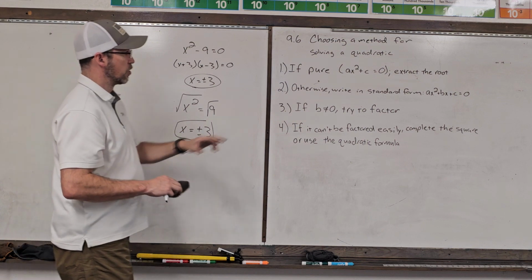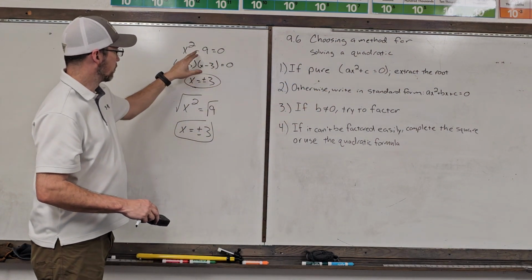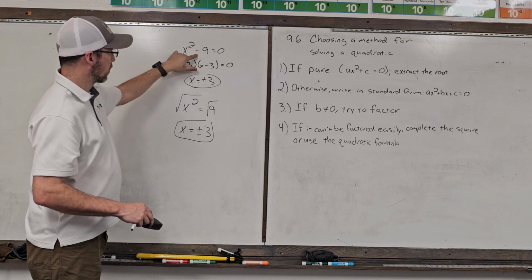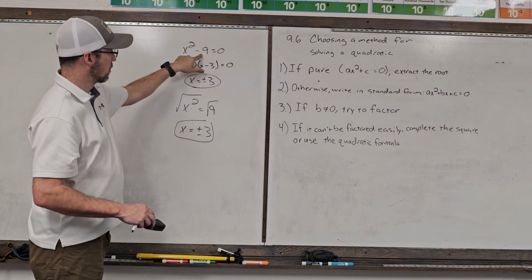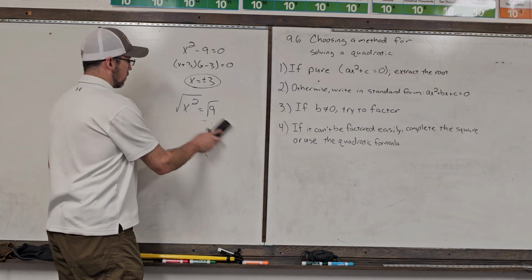All right, so if it's a pure quadratic, if it's missing the B term, I'm either going to factor by difference of perfect squares if the C term's on the same side, or if it's on the opposite side, I'm going to extract the root. All right.